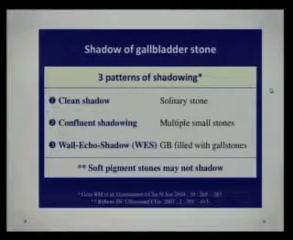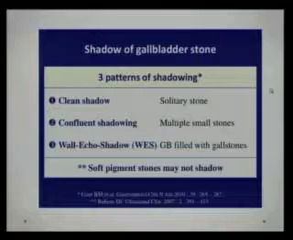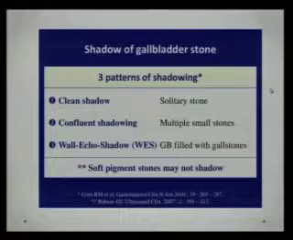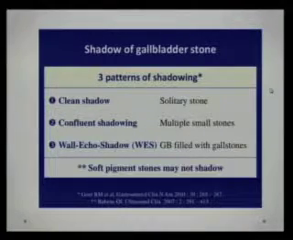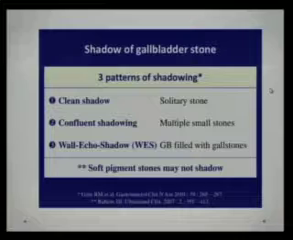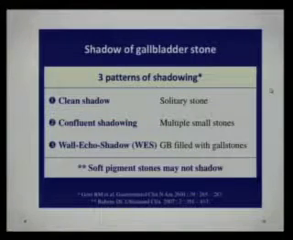Let's look at the three patterns of shadowing that are elicited by gallbladder calculi. Number one is a clean shadow. A clean shadow is where there is a single stone and there is a shadow or a dark echogenicity posterior to the stone in line with that stone. What's confluent shadowing? Confluent shadowing is shadowing that occurs in a setting of multiple stones. And then we'll talk thirdly about the wall echo shadow complex, which is a gallbladder lumen that's packed with calculi.